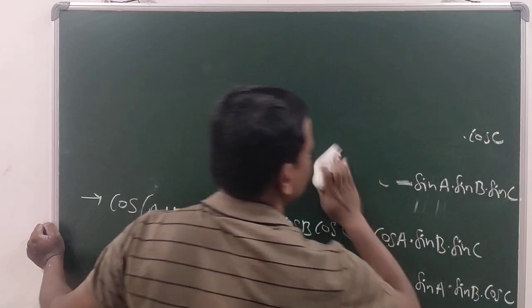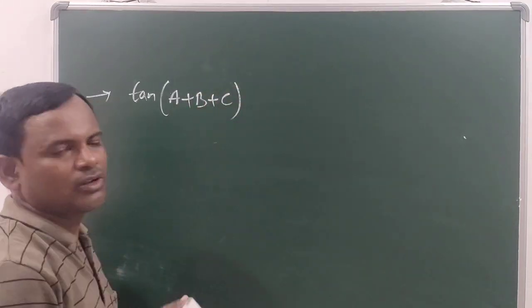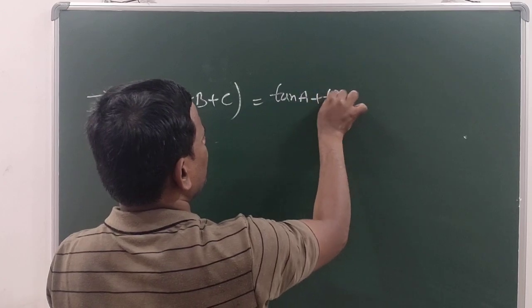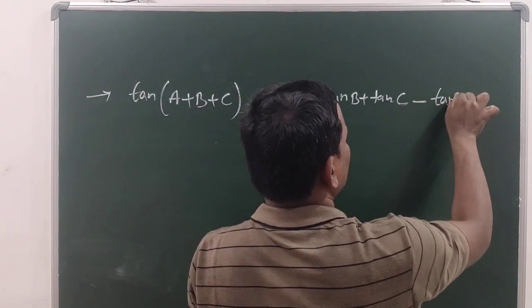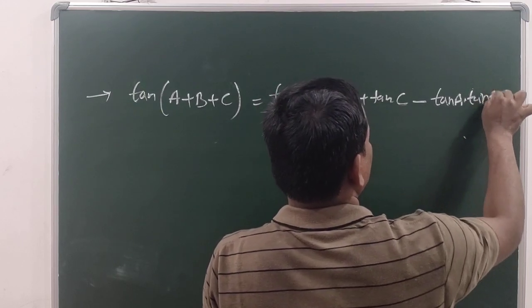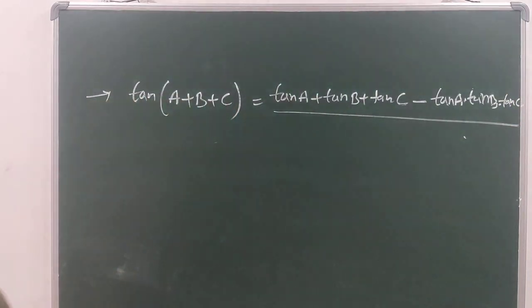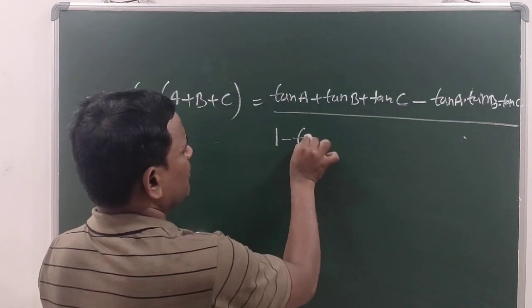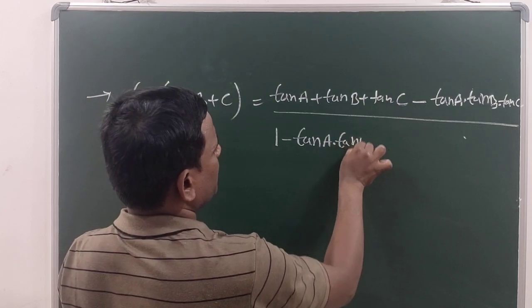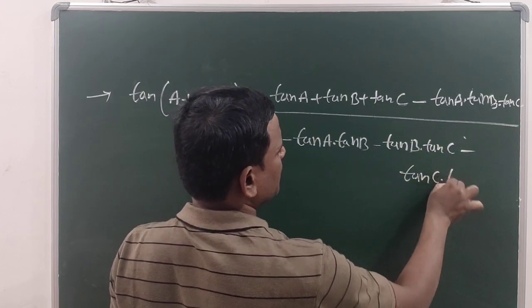Okay, hereafter, tan of A+B+C, which is equal to tan A plus tan B plus tan C, minus tan A into tan B into tan C, whole by, okay, see students, tan A plus tan B plus tan C minus tan A into tan B into tan C, by 1 minus tan A into tan B, minus tan B into tan C, minus tan C into tan A, we will get.